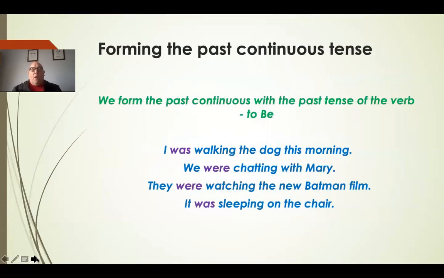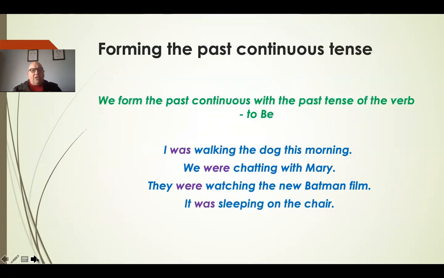Now, how do we form the past continuous tense? Well, we form it with the verb to be. And you can see it again in the examples here with the highlighted words in purple. I was walking the dog this morning. We were chatting with Mary. They were watching the new Batman film, and it was sleeping.